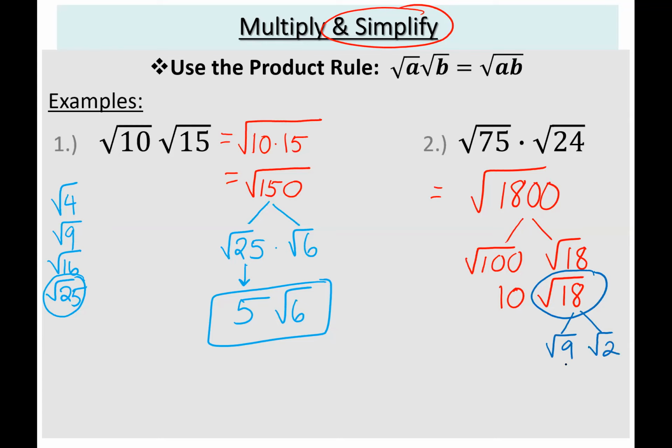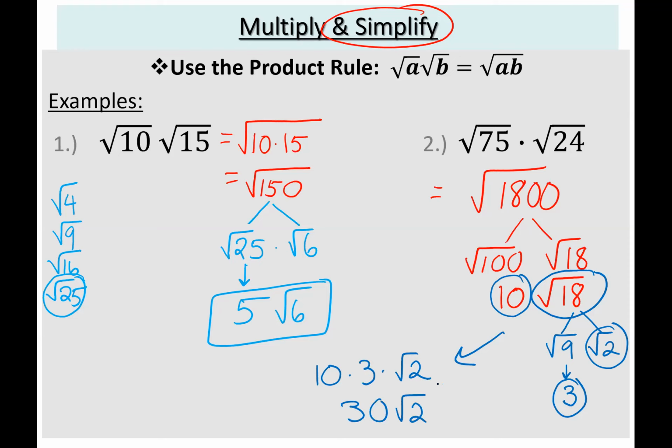The square root of 9 is 3. So putting all the pieces together, I have this 10 on the outside. Now I also have a 3, and then I have this square root of 2. So putting it all together, here's what we get: 10 times 3 times the square root of 2. The 10 times 3 becomes 30. So our final answer is 30 times the square root of 2.